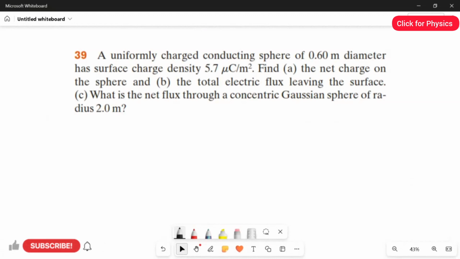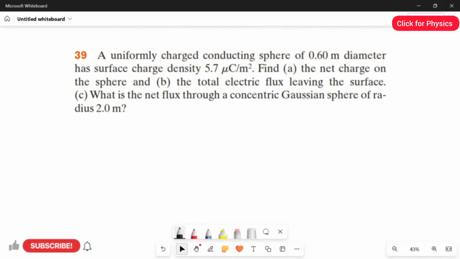Problem 39. In this question, we have three subdivisions. A uniformly charged conducting sphere of 0.6 meter diameter has a surface charge density 5.7 microcoulomb per meter square. First question, find the net charge on the sphere. The second question is find the total electric flux leaving the surface. And the third question is what is the net flux through the concentric Gaussian sphere of radius 2 meter.